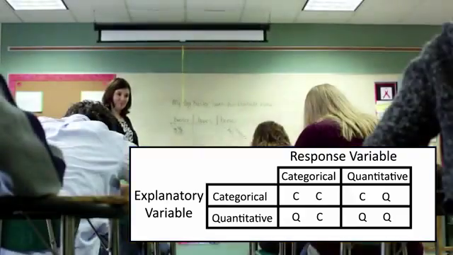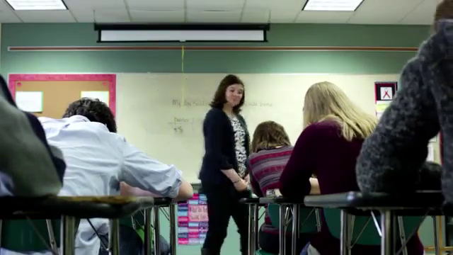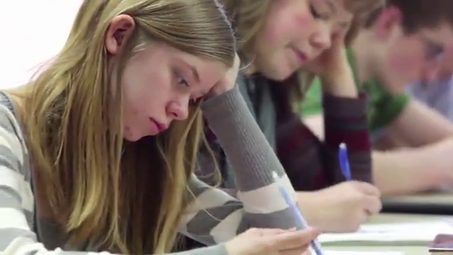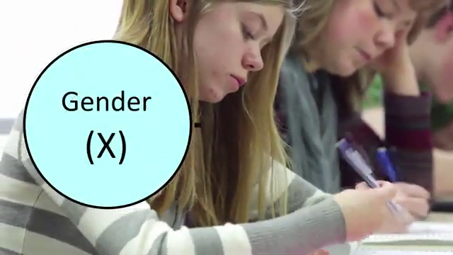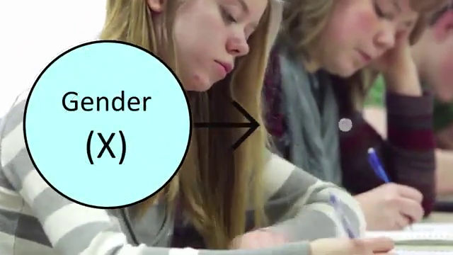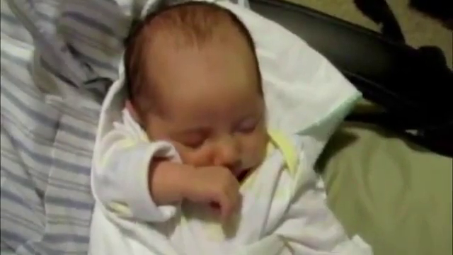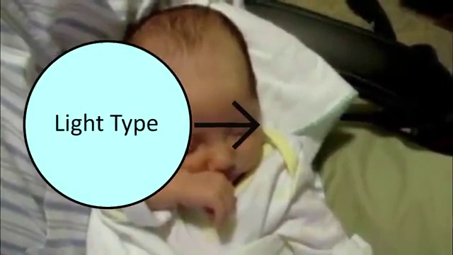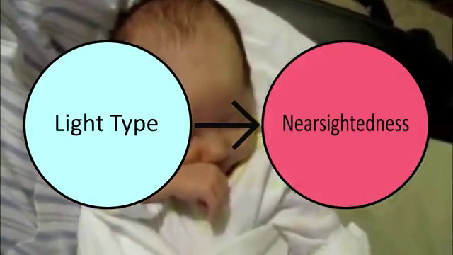To get the hang of this, let's go back to some examples and determine which of the role types represents each research question. If we want to explore whether the outcome of the study, the test score, is affected by the test taker's gender, we would designate gender as the explanatory variable and test score as the response variable. If we want to explore whether the nearsightedness of a person can be explained by the type of light that person slept with as a baby, light type would be the explanatory variable and nearsightedness would be the response variable.